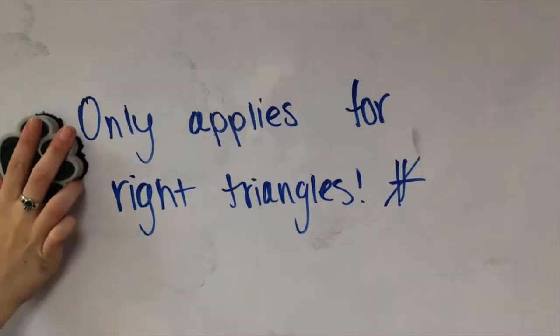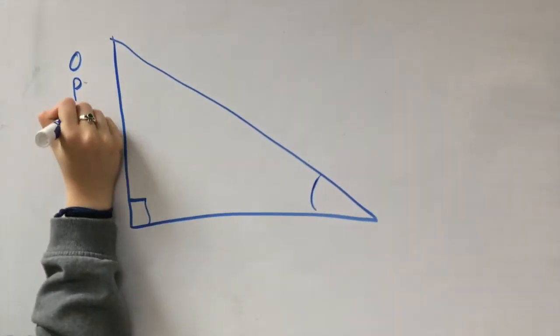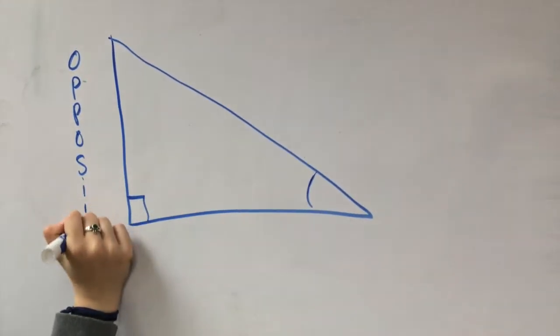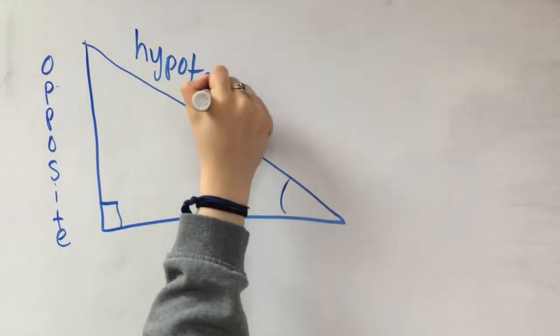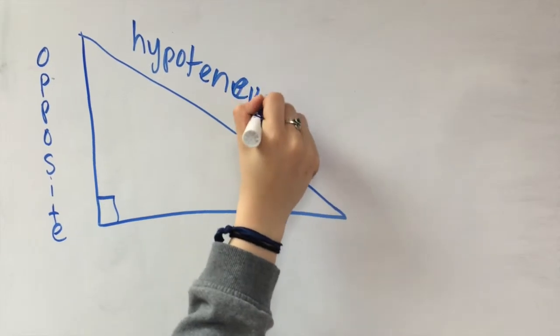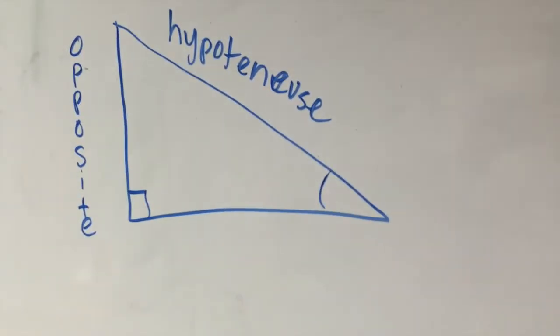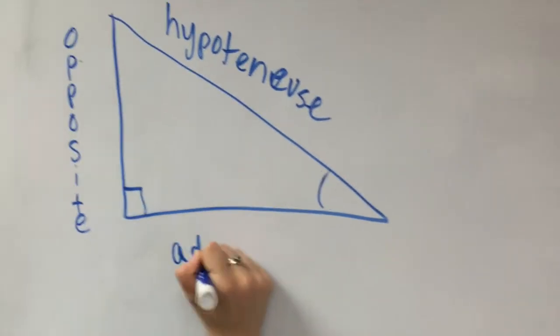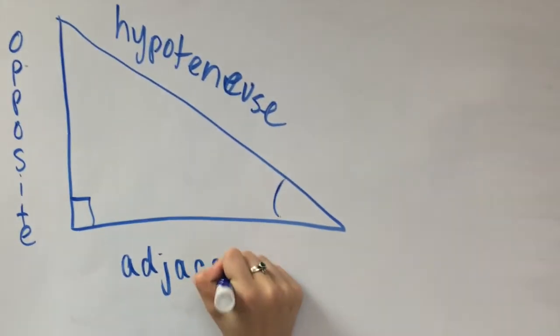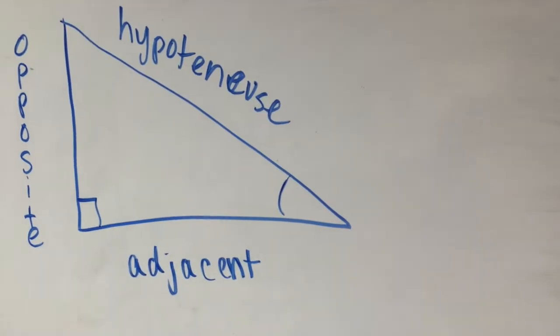Remember, this only applies for right triangles. The side across from the given angle is the opposite leg. The longest side touching the angle is called the hypotenuse. The side touching, or the other leg, is called the adjacent leg.